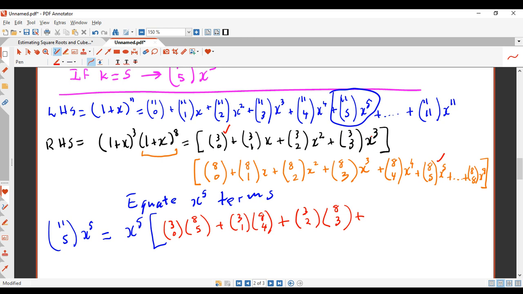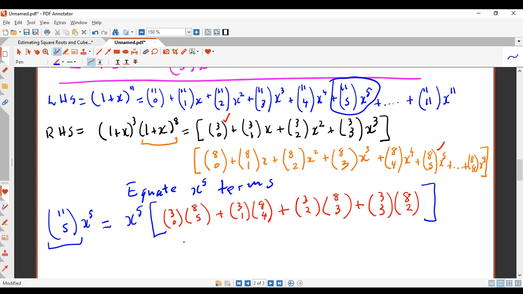Now, what about this term here, the cubic term? I haven't used this one. A cubic term multiplied by a squared term will give me an x to the 5th term. So that's going to be 3c3 times 8c2. Okay, so close bracket. So this x to the 5th term must equal this x to the 5th term, which means the coefficients must be equal. So 11c5 must equal what's in the brackets here, because they're both the coefficient of x to the 5.